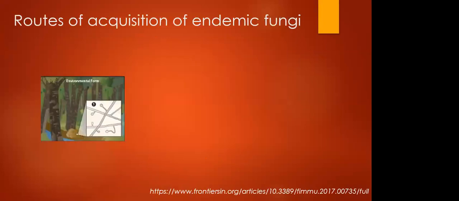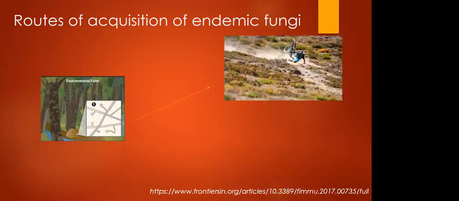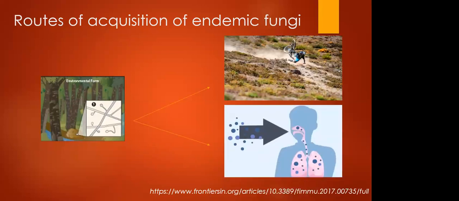So how does one acquire endemic fungi? Well, they are found in the soil environment, and so disturbance of the soil leads to aerosolization of the conidia, and through microscopic breaks in the skin, you may have traumatic inoculation of these fungi. The other way, which is most common, is inhalation of these conidia. Once they're inhaled, they're ingested by the macrophages within the lungs, and then they germinate into the yeast form because of the temperature changes, and then they're able to replicate.